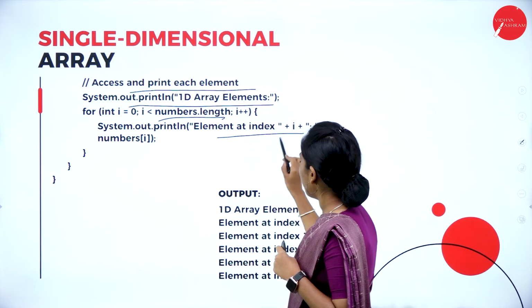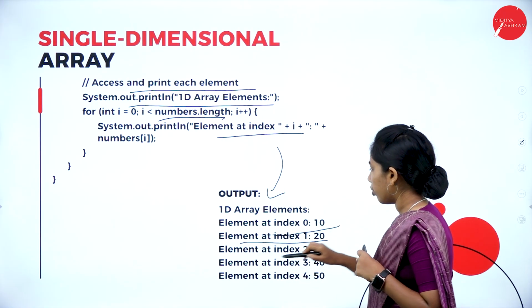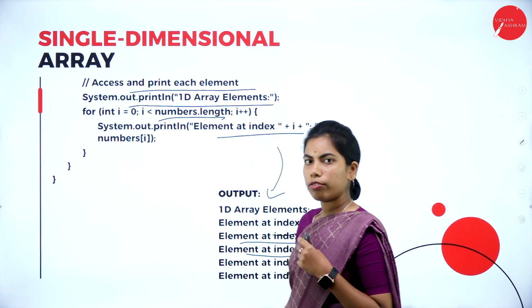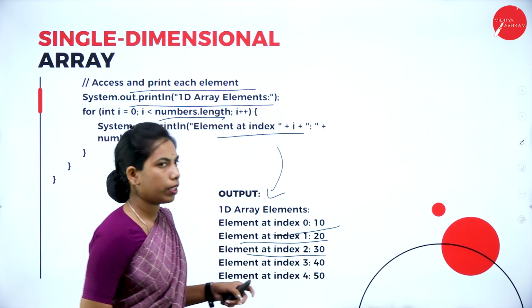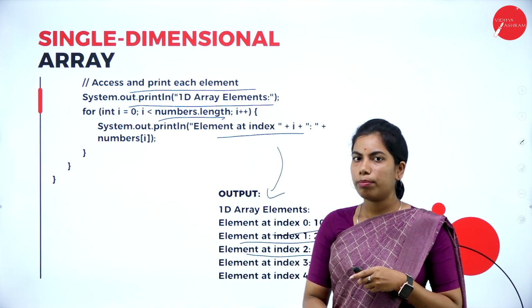So after that it will print the one dimensional array at index 10, index 20, index 30, 40, and also lastly 50. This is how the array length and also which array elements should be printed.